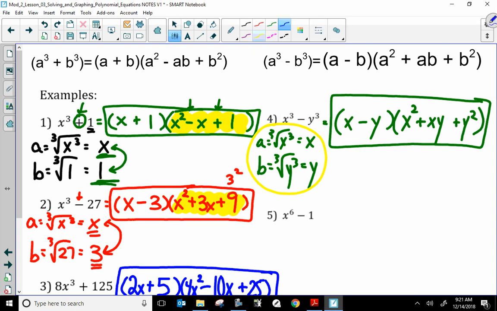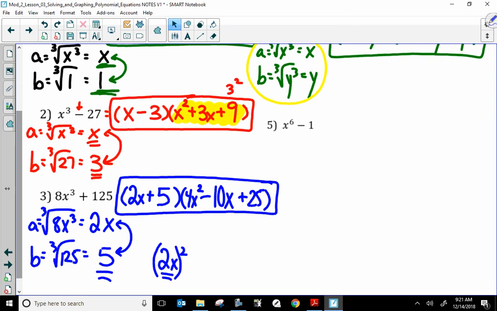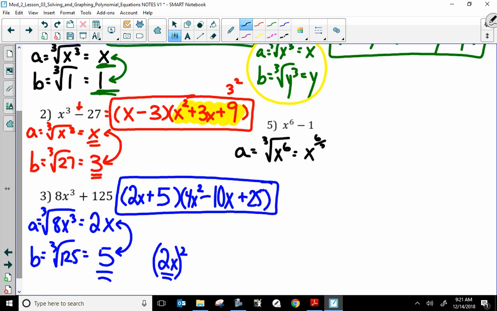Number 5. Let's get going. Oh, curveball. What's the cube root of x to the 6th? Okay, I'm really just dividing it. I'm going to turn that back into a fraction exponent. That's x squared. My A is actually x squared. And my B, the cube root of 1, is 1. Woo! The sign is the same. It's a minus, so I'm going to keep it a minus.